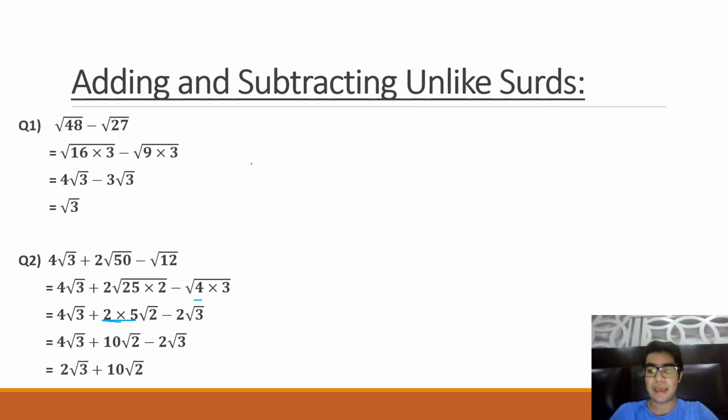Remember I told you you can add or subtract like terms. So 4 times root 3 minus 2 times root 3, these are like surds, I mean not like terms, sorry, like surds, I mean. Okay, so 4 root 3 minus 2 root 3. These are like surds. So 4 minus 2 is 2. So 2 root 3, and then you just add plus 10 root 2. Okay, this is the final answer.